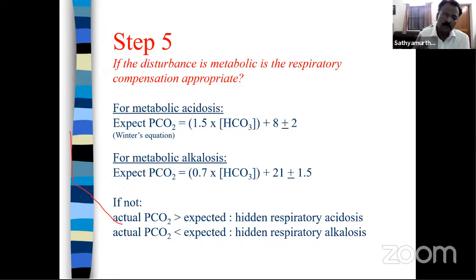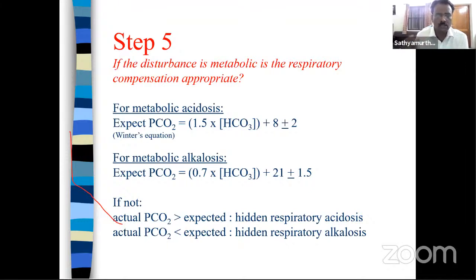So step 1 is you look at the pH, say whether it is acidemia or normal or alkalemia. Then step 2 is you determine whether it is a respiratory problem or a metabolic problem. Step 3 and step 4 are for respiratory problems. So respiratory, whether it is acute or chronic, and then what is the compensation?